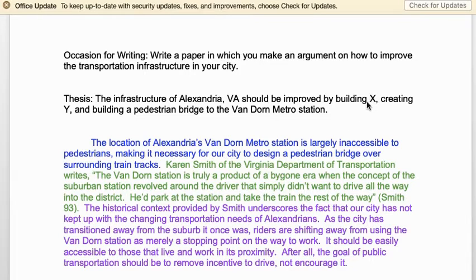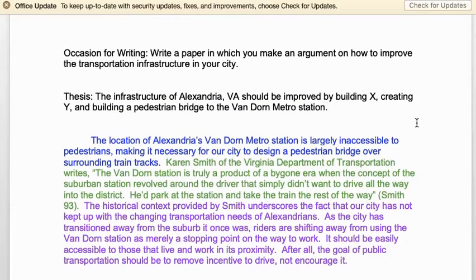I used some variables in my thesis. I use X and Y to take the place of the first and second main points. In real life, I would create good main points, but because this lesson is all about body paragraphs, I just have variables here. Quick review of my thesis: my topic is the infrastructure of Alexandria, Virginia. The position I'm taking is that it should be improved. My main points are building X, creating Y, and my third main point is that we should build a pedestrian bridge to the Van Dorn metro station. So there's my thesis: topic, position, main points.